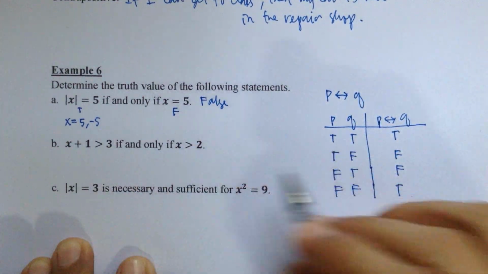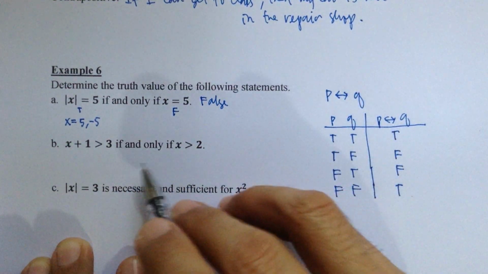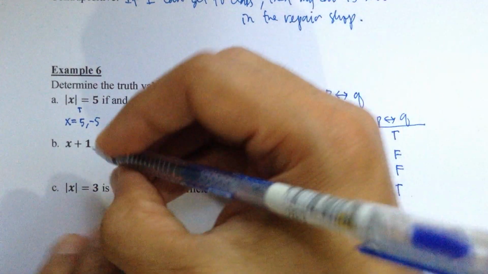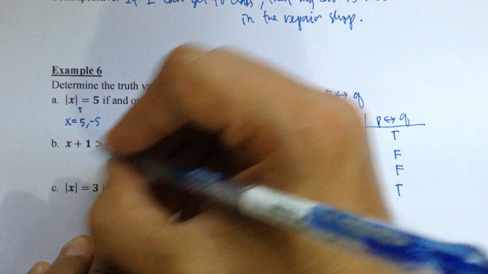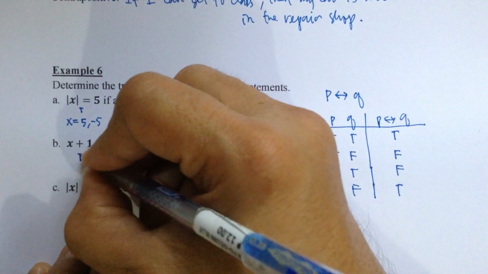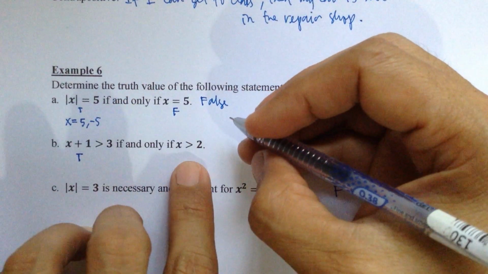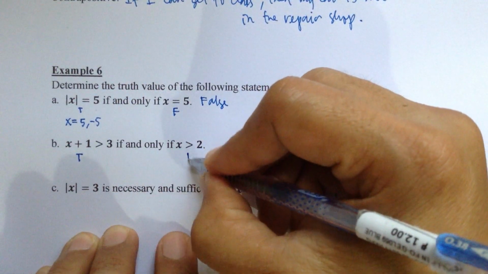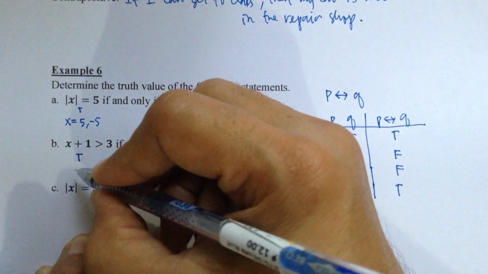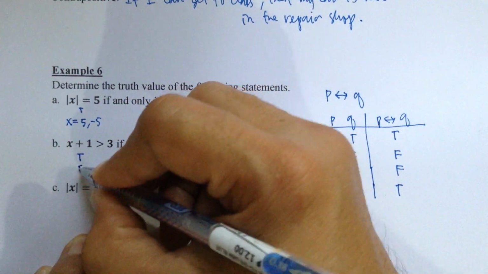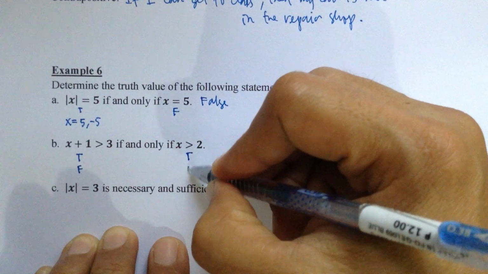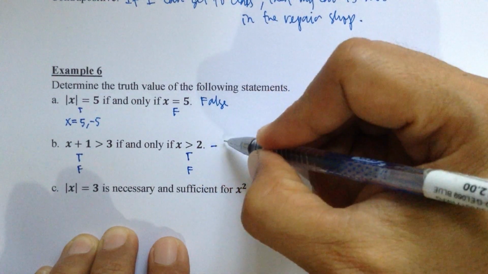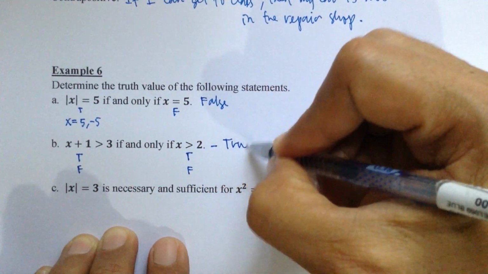Again, if and only if indicates that this is a biconditional statement. Assuming that this is true, is this true? We can easily verify that this is also true. If this is false, we can easily verify also that this is false. Therefore, this is true.